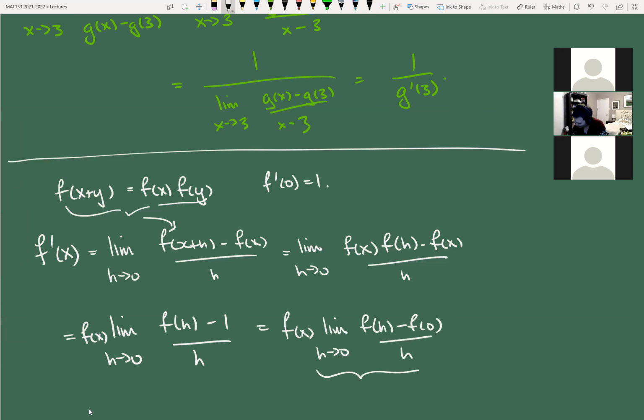And we recognize this as being precisely f prime of 0. So that thing is 1. And there's our answer.